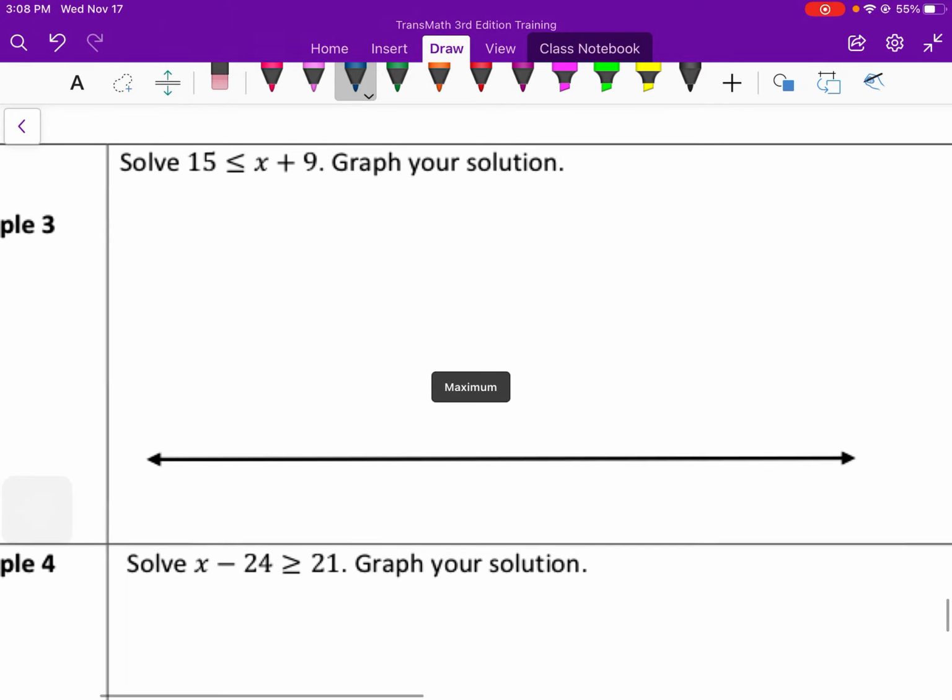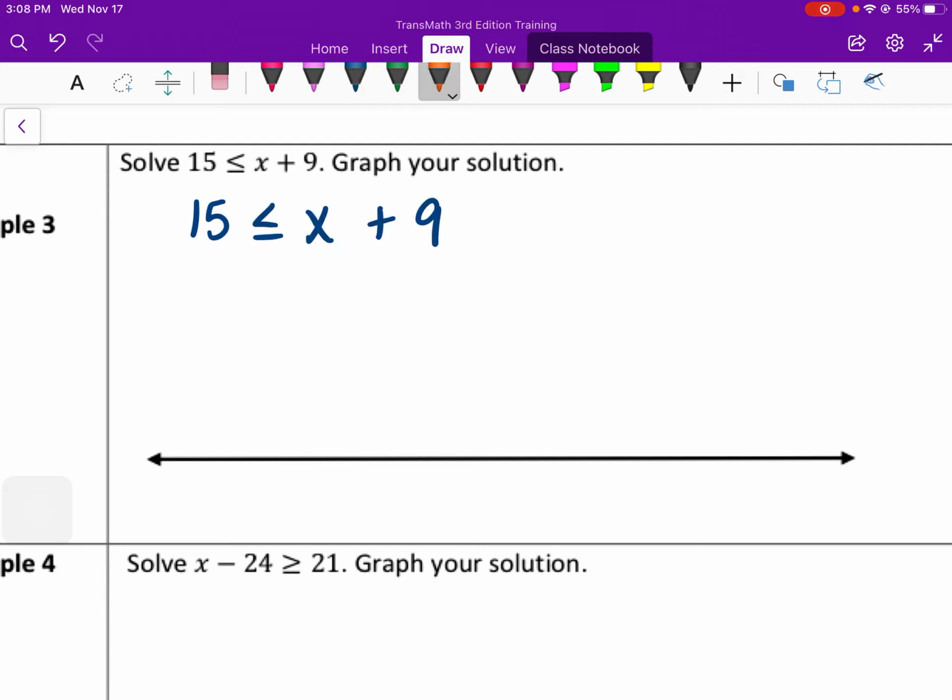So here's an example where we have 15 is less than or equal to x plus 9. So our variable's on the right side instead of the left, and that's okay. I'm going to solve it the same way still. I'm going to look at x plus 9. I want to get x by itself though, so I need to get rid of the plus 9. The inverse of adding 9 is to subtract 9. So I'm going to do that to both sides. 15 minus 9 is 6. Adding and subtracting doesn't change the inequality, so that will stay less than or equal to and come straight down. And then we've got x left on this side.